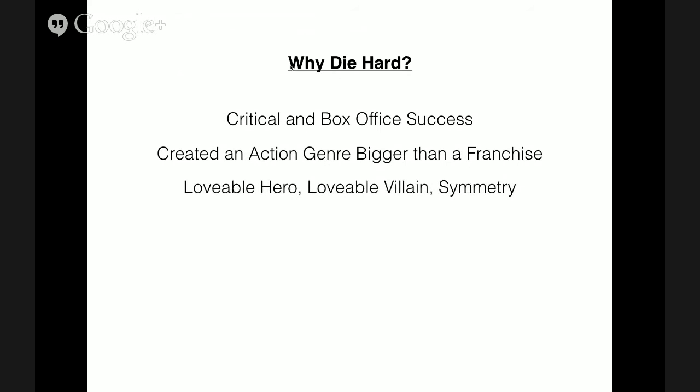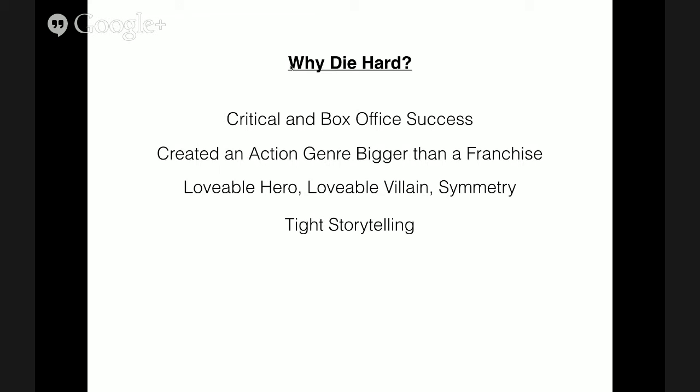They have a lovable hero, John McClane, a lovable villain, Hans Gruber, and there's symmetry between the two, because although you're rooting for McClane, you can't help but love Gruber. It's so well done, so well written, so well acted. It's tight storytelling. As I'm going to show you, there's really nothing extraneous in this movie. Nothing gratuitous.